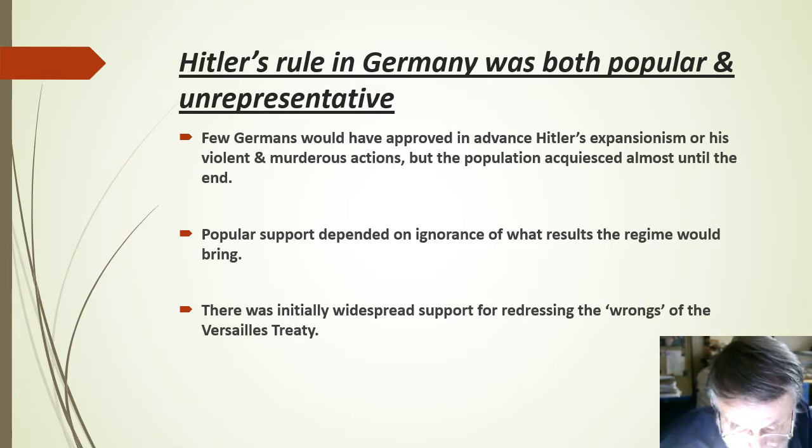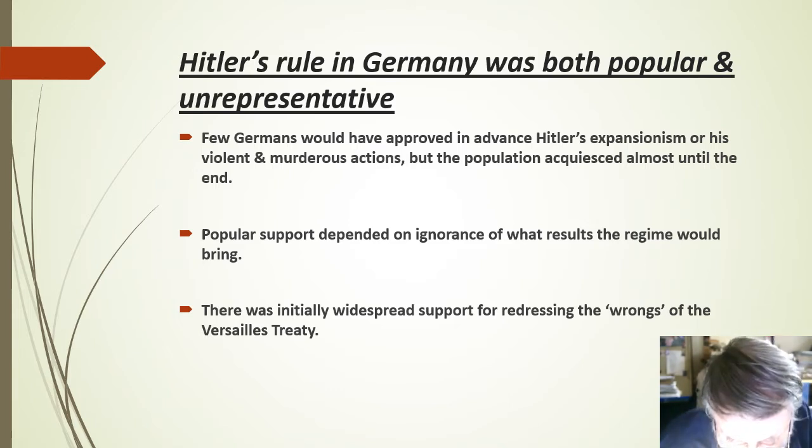Hitler's rule in Germany was paradoxical, his government being both popular and unrepresentative. Few Germans would have approved in advance of Hitler's expansionism or his violent and murderous actions, but initially his dictatorship seems to have won the approval of most Germans for several years, and there was nearly complete acquiescence until almost the end of the war.